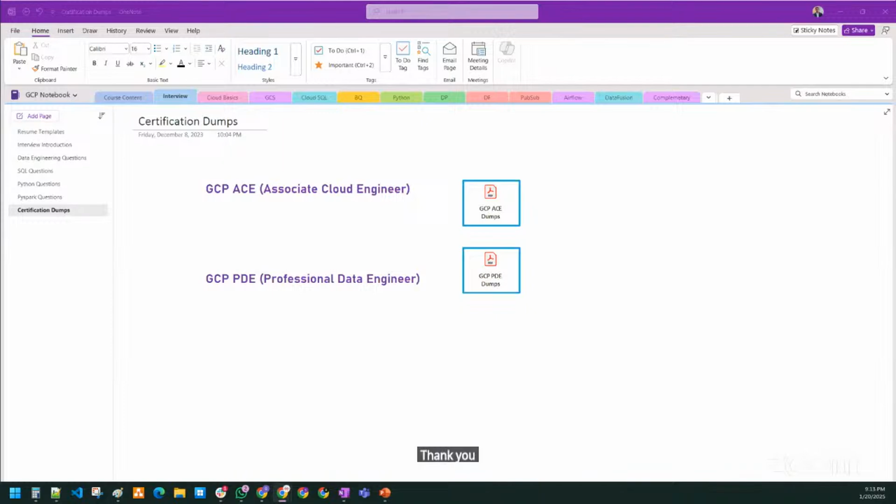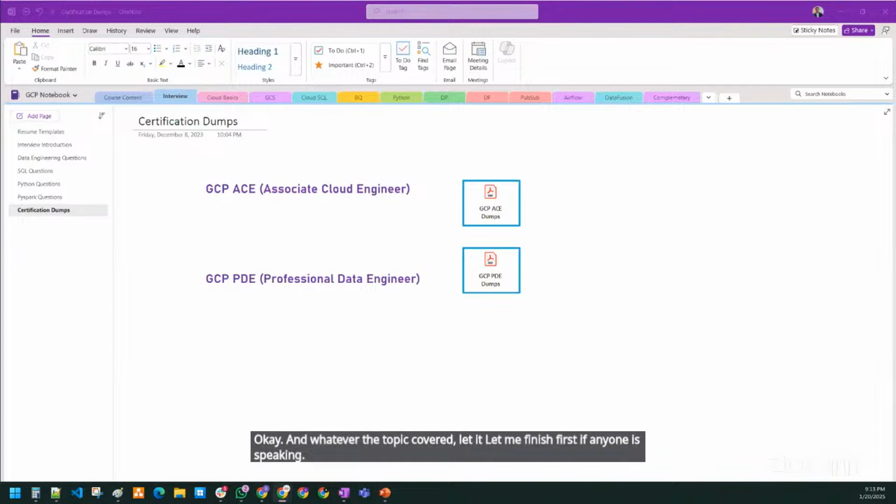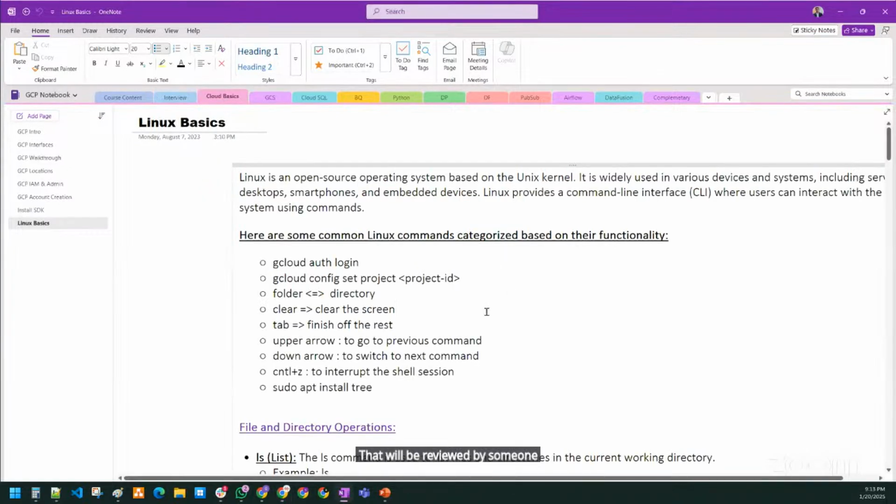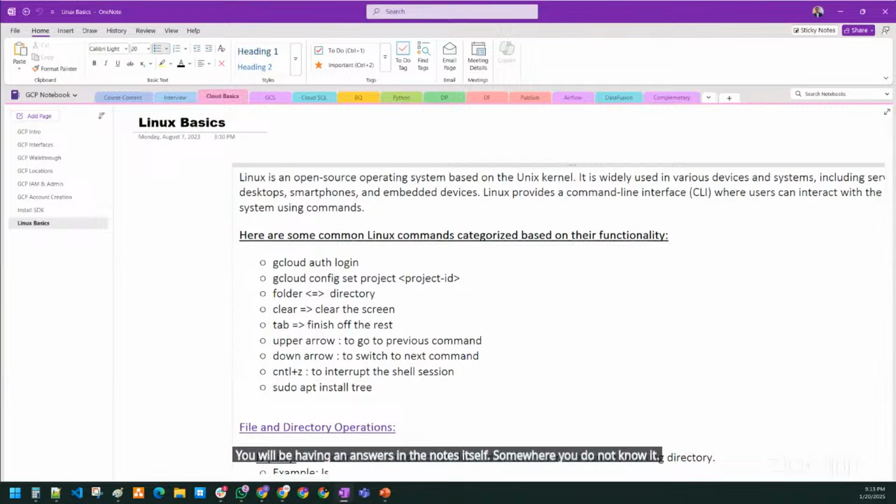One last thing: the classes will be from 8 to 9 every day, right? Every day, yes, 8 to 9. You need to join with the same link. If there are any assignments related to the topics, you will have the answers in the notes itself.